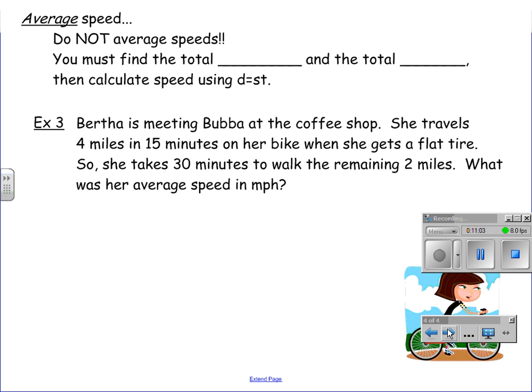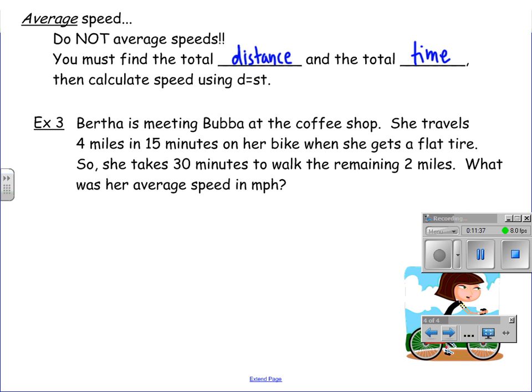You must first find what? The total blank and the total blank. Alec? Speed, I'm sorry, distance and time. Yeah, you've got to find the total distance and the total time. And then use D equals ST. Okay? That's the key about average speed. And that was the talk about Wisconsin Dells.